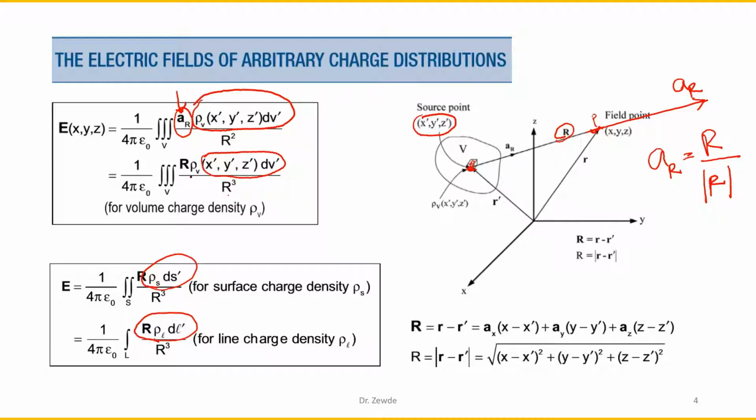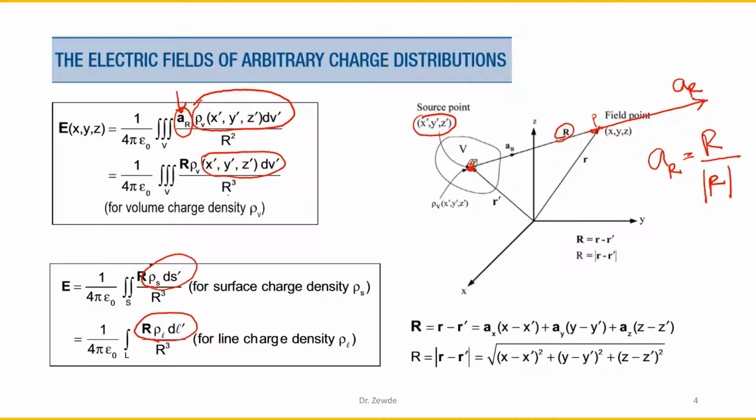So R over the magnitude of R will give us the unit vector, and that shows the direction of the electric field. So always the electric field points along that unit vector. In all the equations, if you see, we have R cubed. That's because we replaced the unit vector with R over R squared.